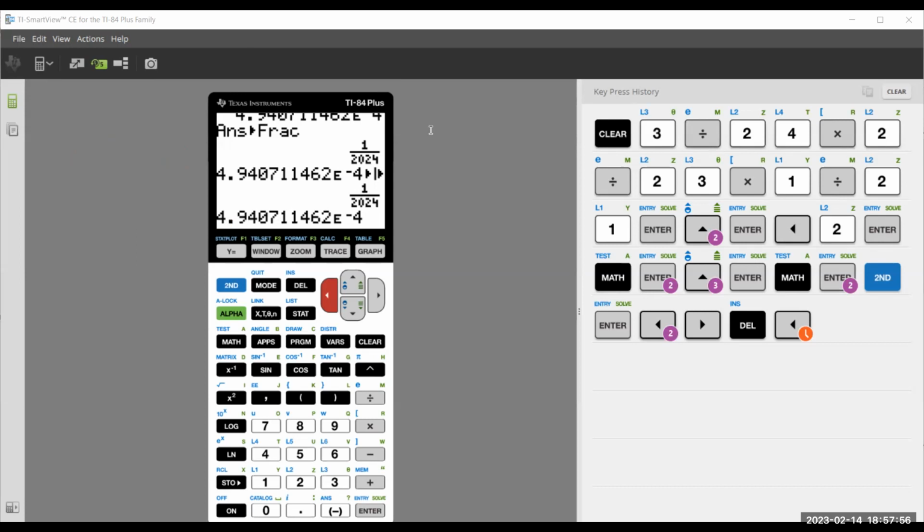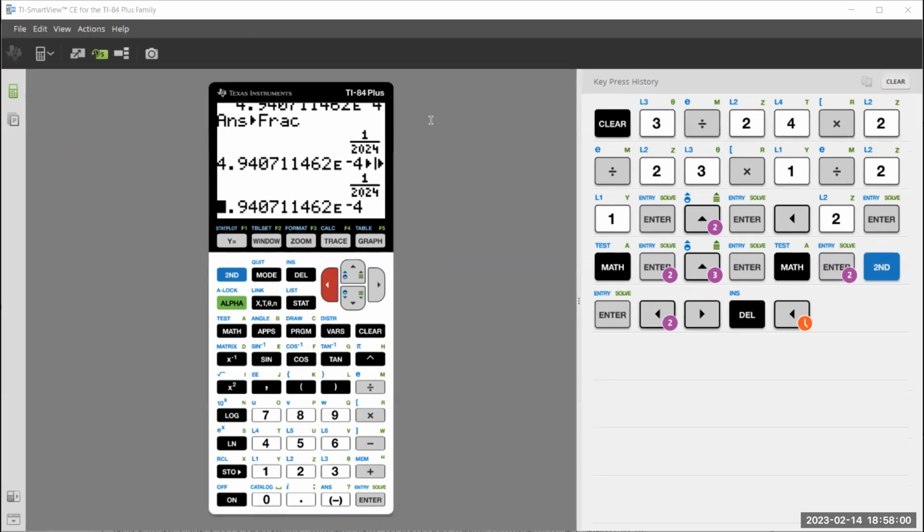Question, Shauna. When I put 4.9407 as an answer, do I have to put that? You could, but you could also just record this fraction and then convert this answer to a decimal. Okay, gotcha. Anything else about this? No.